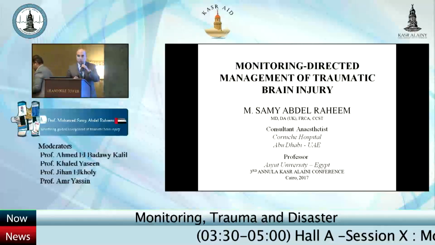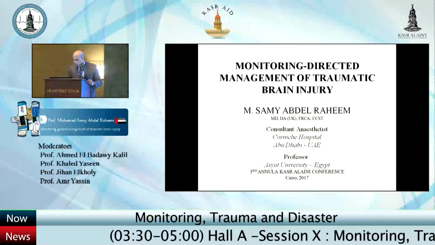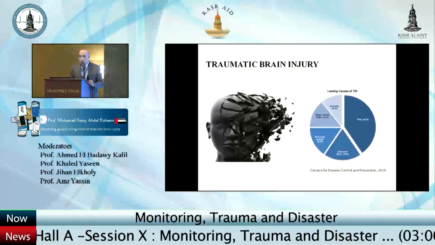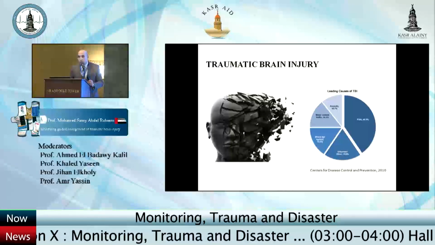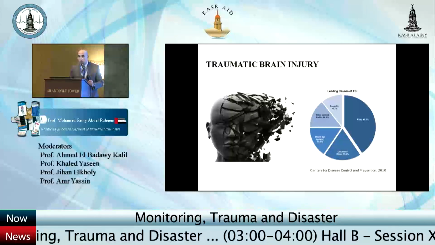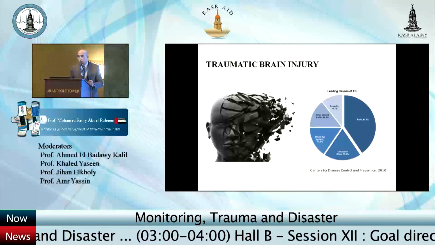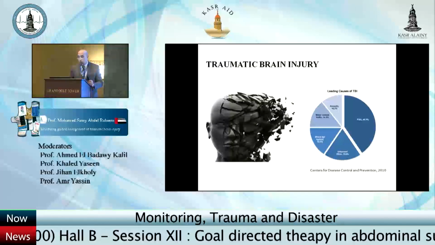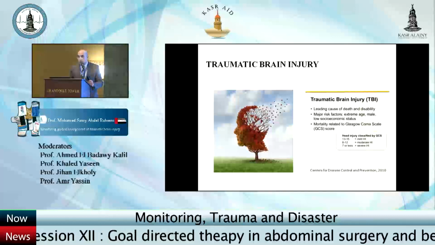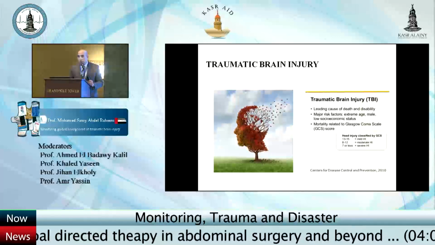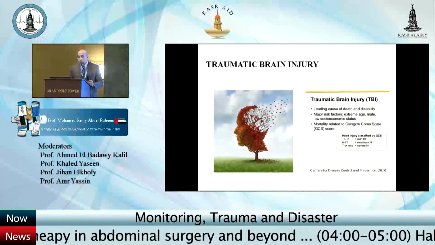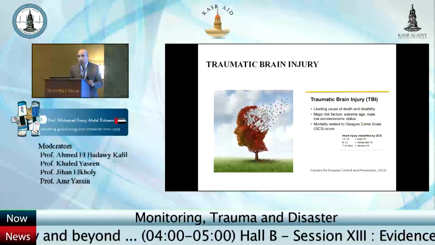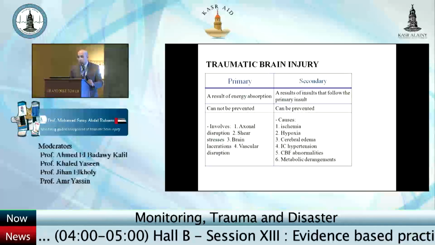My lecture this afternoon is about monitoring directed management of traumatic brain injury. If we look at traumatic brain injury, there are several causes, and the treatment should be directed to those causes. But the most important thing is to prevent it from happening in the first place, because the outcome is devastating. It's a leading cause of mortality and morbidity, and its severity very largely depends on the Glasgow scale.